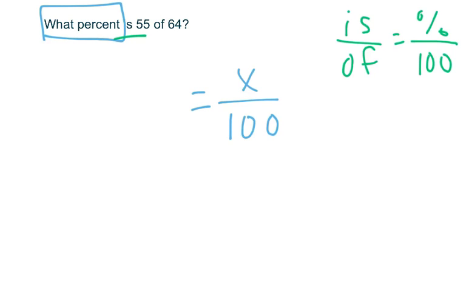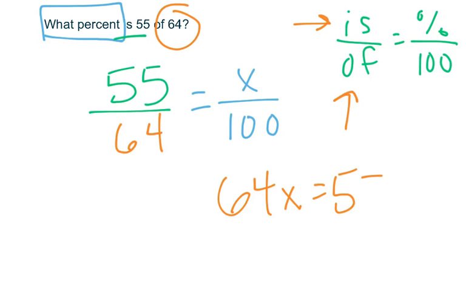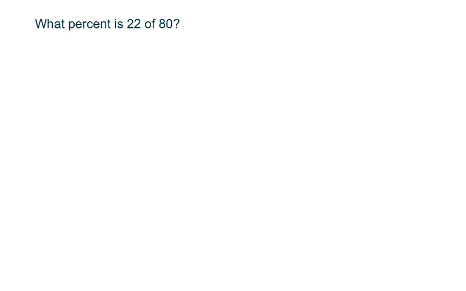Next it says, is 55. Is 55 goes on the top. So 55 as my numerator. And then of 64, we know of is on the bottom. So of 64. So now I have 64x equals 5,500. Divide those. You should get 85 and 94 hundredths. 85.94. And you're done. It's that simple. Why don't you try this one on your own now? Hit the pause button and work this one out on your page.